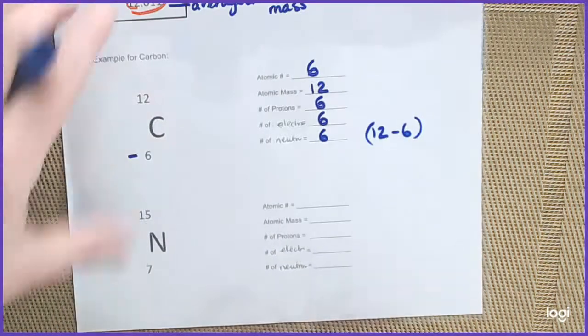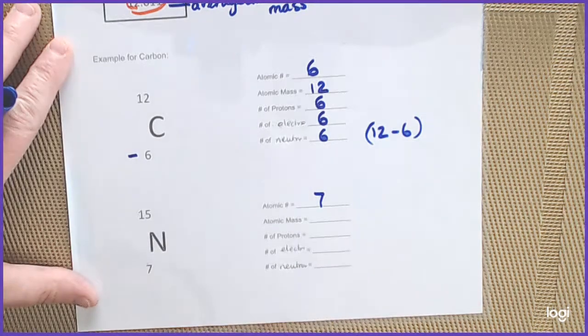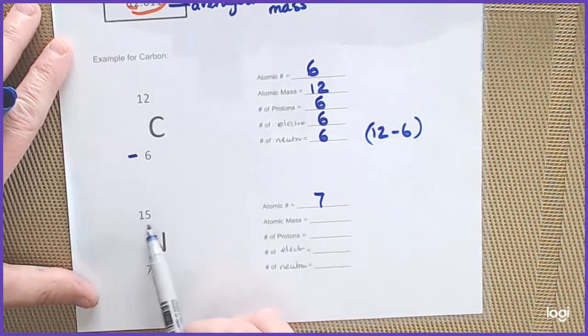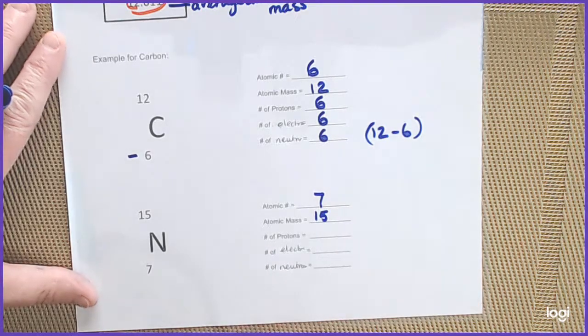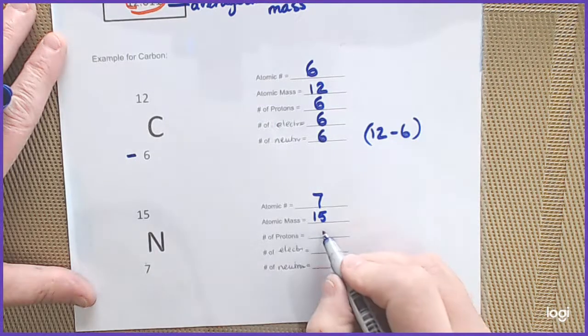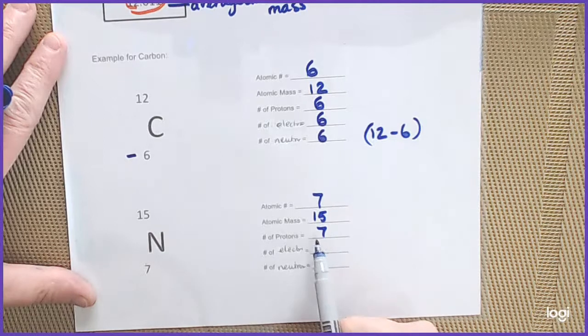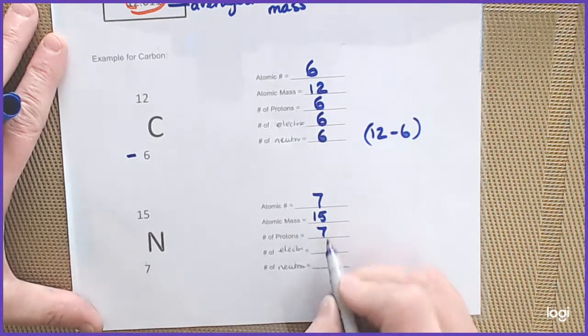So let's try this now with nitrogen. Our atomic number down here at the bottom is 7. Our mass up here at the top is 15. So that's been rounded up to 15. Again, our number of protons is equal to the atomic number, which is 7. We know if we have 7 positive protons, we need to have the same number of negative electrons so that our atom is neutral. So our number of electrons is equal to our number of protons, which is the same as the atomic number. So we've got 7.